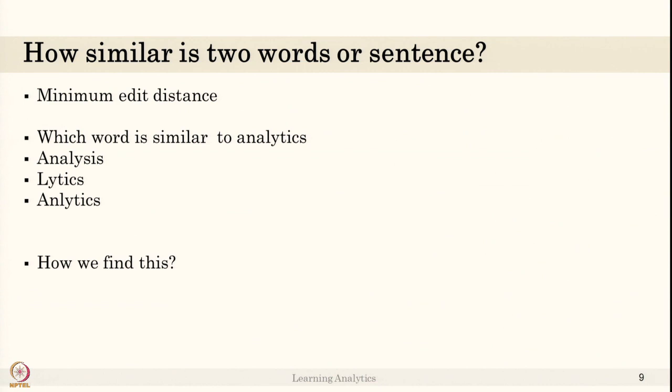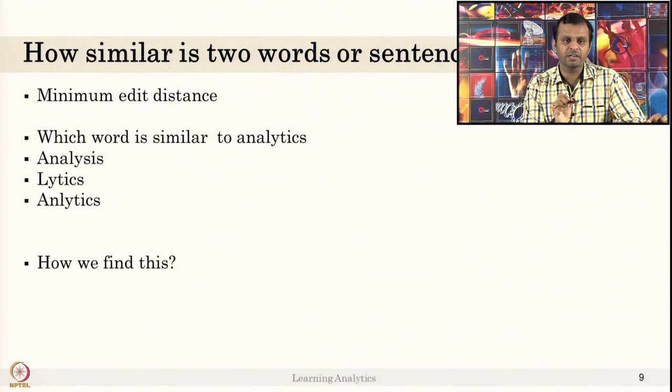How similar two words or sentences are is the next concept. Let's talk about words. Take the word "analytics" and these other words. How similar are these words to this particular word? This similarity is computed by minimum edit distance. That is, how many minimum edits you have to do to get from this word to that word.